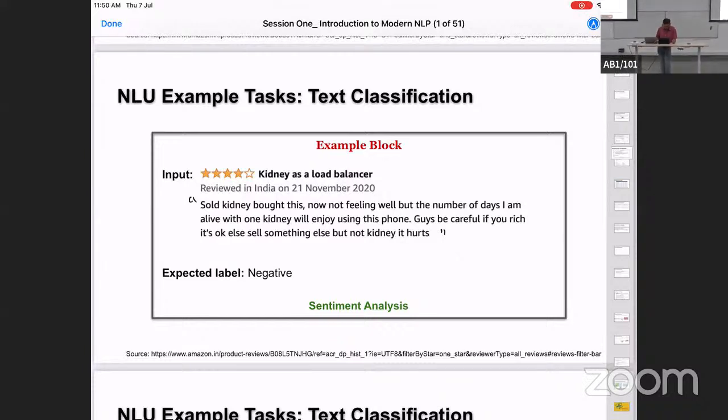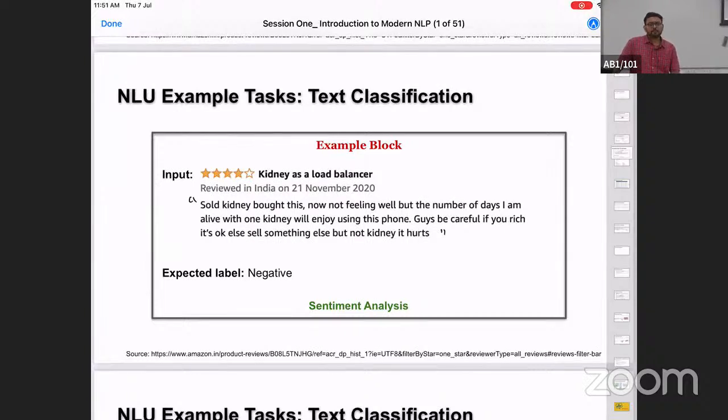"Guys, be careful. If you're rich, it's okay. Else sell something else, but not kidney. It hurts." Right? So this is on official Amazon India. You look for iPhone 12 reviews, you'll find it. Okay, great. So what is the expected label? Negative, right? Not positive.